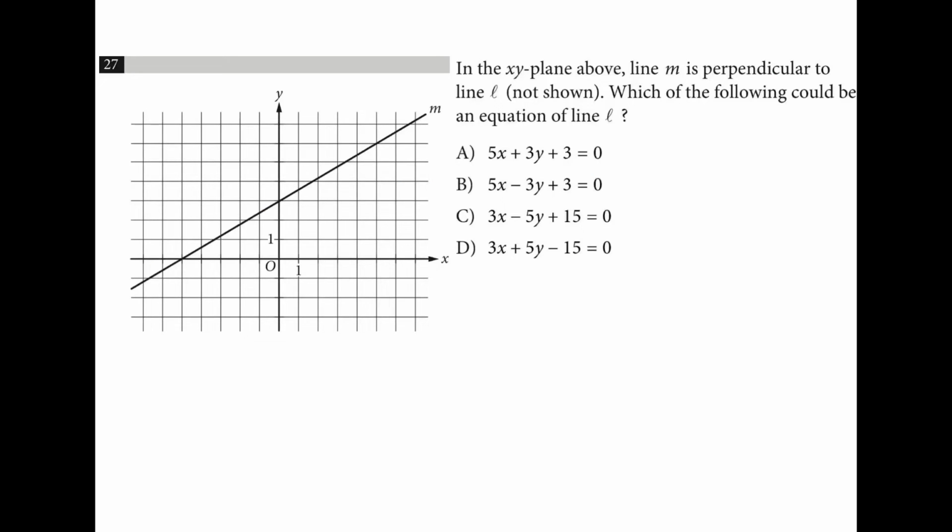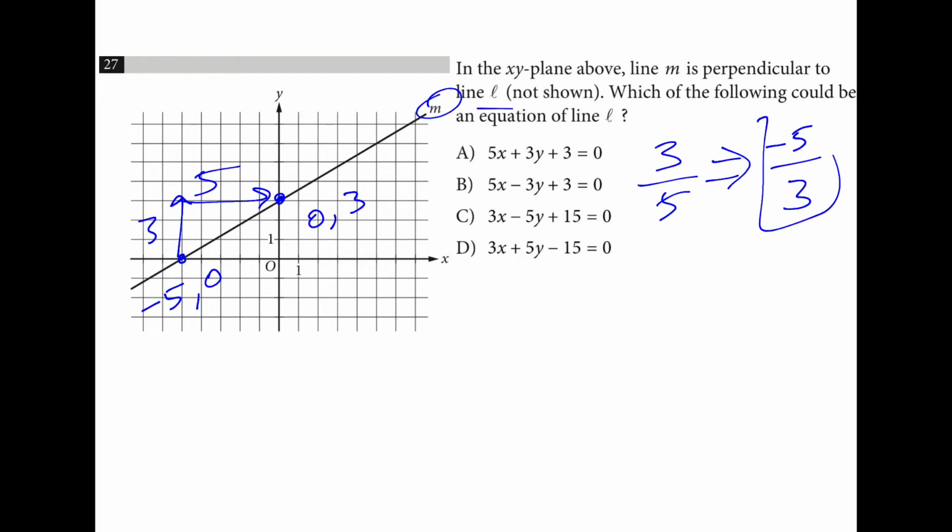This is line M. If I can find the slope, I'm looking for something that is perpendicular to that, and that's line L. So I'm here at these 2 points, (0, 3) and (negative 5, 0). So I'm going up 3 and right 5. My slope is 3/5. To be perpendicular, I flip it and make it opposite, so my slope is negative 5/3.